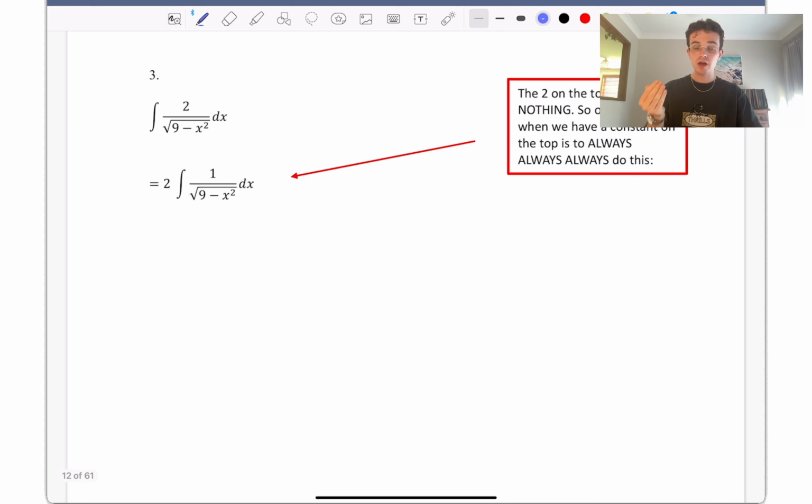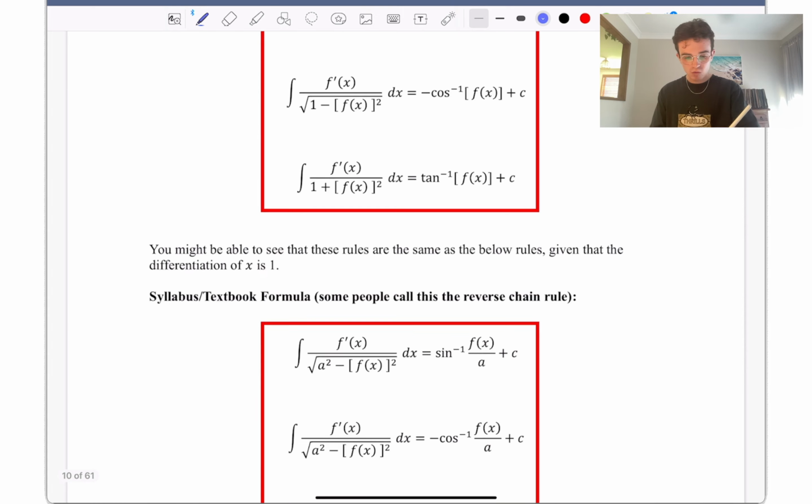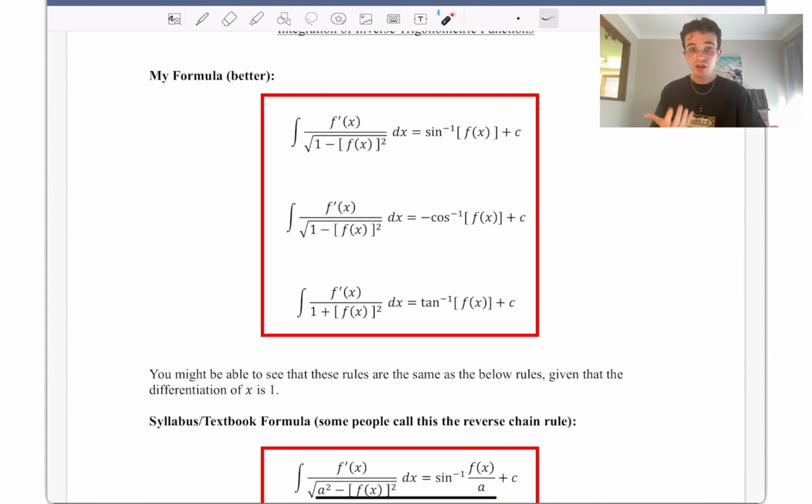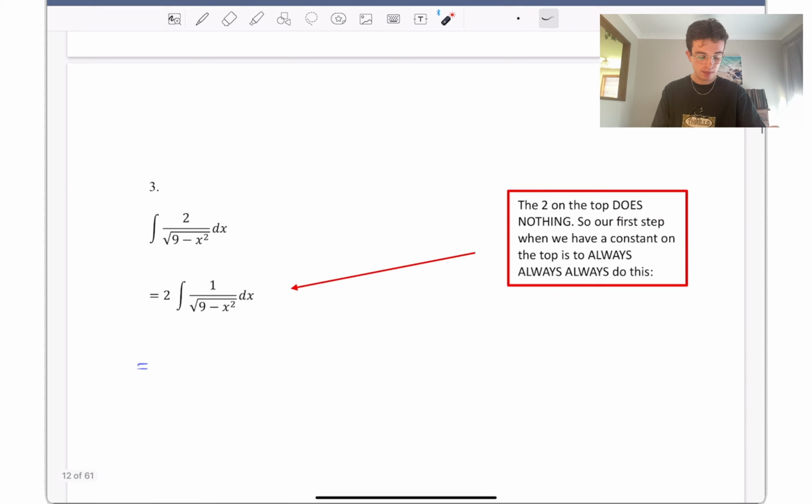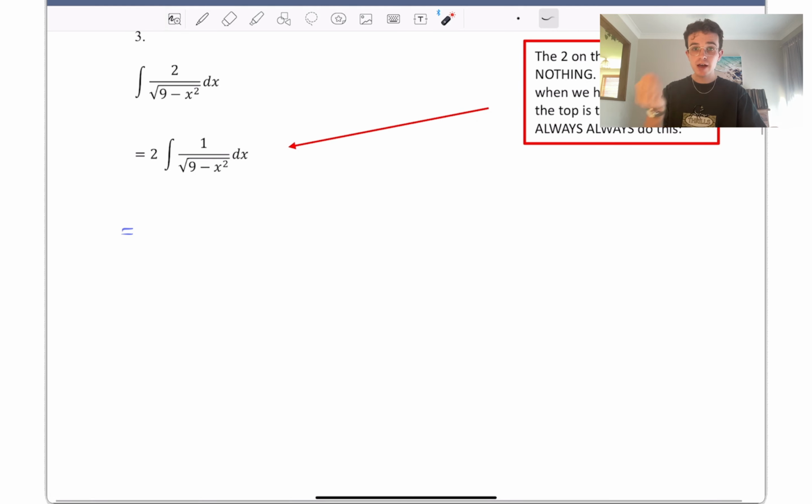Now when I have a constant on the top of any integral, I'm always going to put it out the front because the constant doesn't affect how we integrate it, and if we take out the constant it helps us recognize our forms better. Okay, now this is the little trick we're going to do here. Our formulas, the ones I've given you, they all have a 1 here, and we want to somehow get a 1 there. Now if I divide 9 by 9, I get 1.